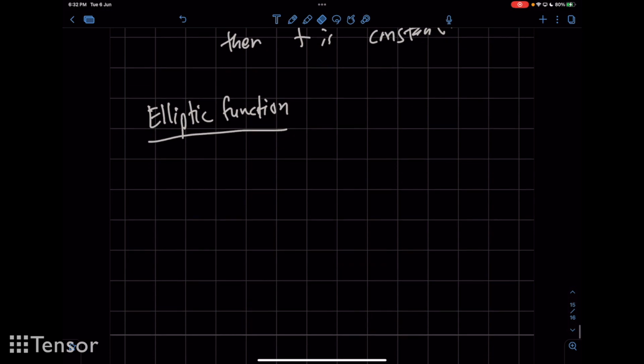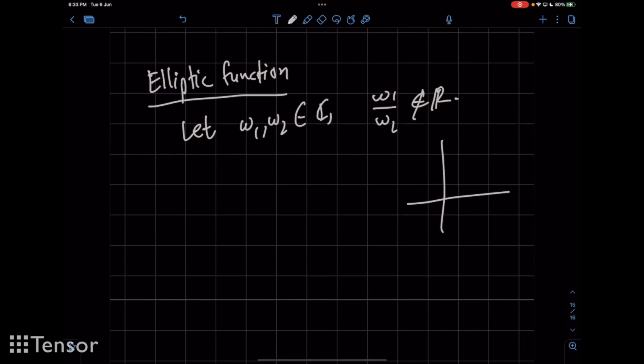Let's say I have two complex numbers, omega 1 and omega 2, that are linearly independent. By linearly independent, I mean that they are linearly independent over the real numbers. That is, the ratio of omega 1 and omega 2 is a complex number that is not a real number. So if this is omega 1, then omega 2 is not on this line. Omega 2 is on a different line.